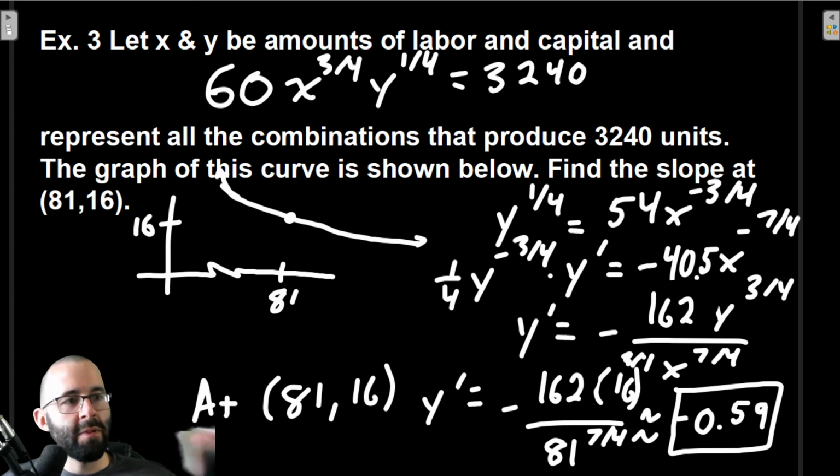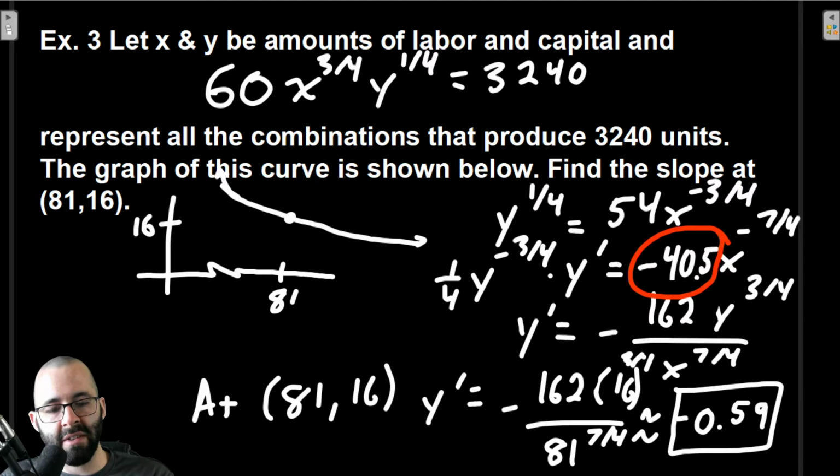All right, quick comment before we go on to the next video. I had a small error right here in the first video. This quantity right here, I said was negative 42. It's negative 40.5, okay? So it just slightly changes the answer.